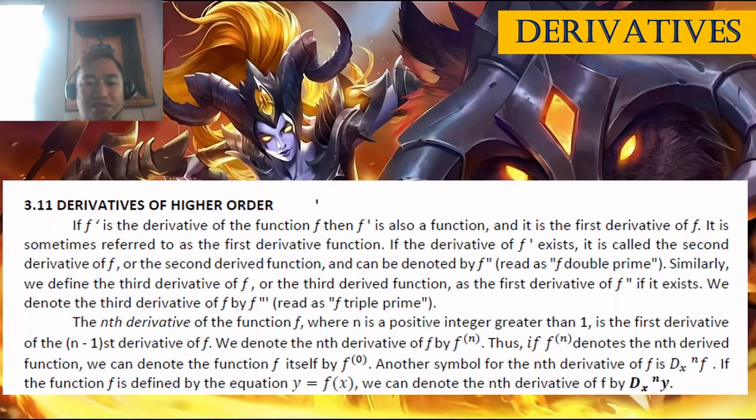So f prime is the derivative of the function f. Then f double prime is the derivative of f prime, but f prime must exist. Similarly, we define the third derivative of f, which is f triple prime.